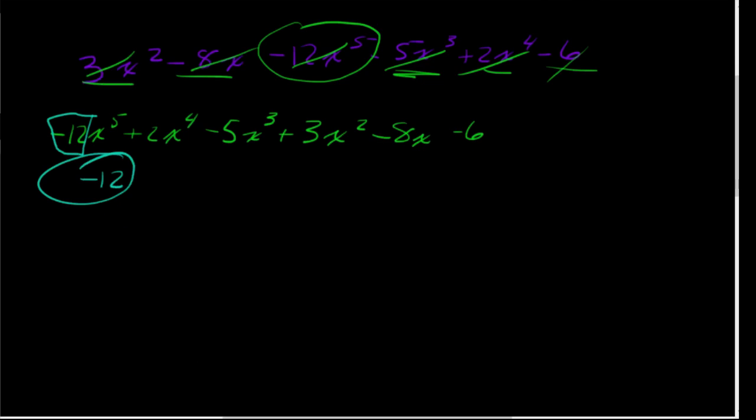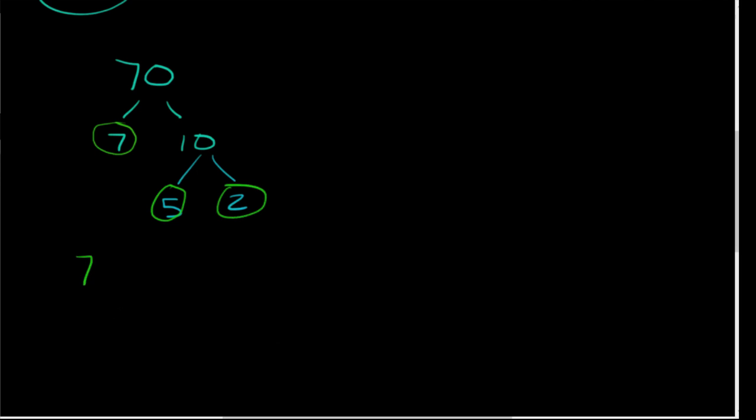Number 8 says to find the prime factorization of 70. So when we did this, we just broke this down. This becomes 7 times 10. And 7 is prime, so I can go ahead and circle that one. But 10 can be broken into 5 times 2. And both 5 and 2 are prime. So my prime factorization is 7 times 5 times 2.